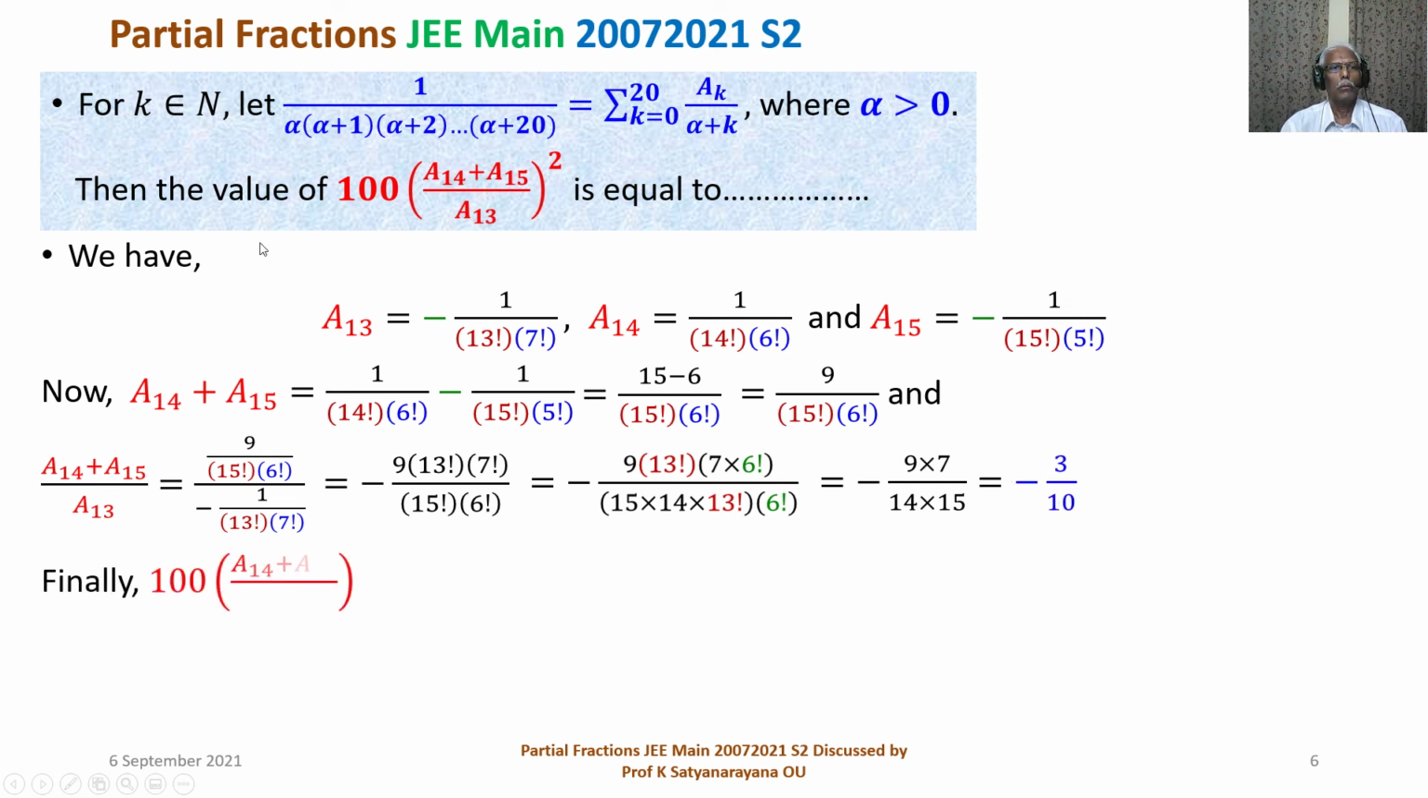Now finally, 100 into (a14 plus a15 by a13) whole square is equal to 100 into (minus 3 by 10) whole square. That will be equal to 100 into 9 by 100, the 100 cancels, and the answer is 9. So thus we get the final answer: the answer is 9. That is the discussion of the solution of the problem on partial fractions.